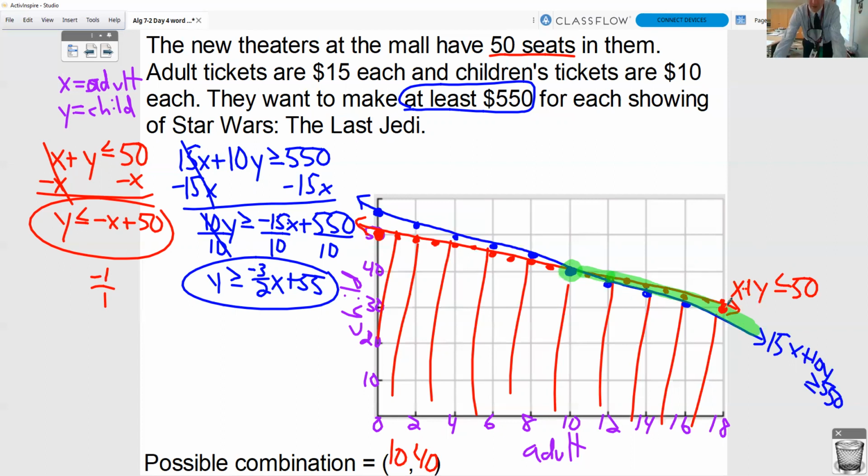Sometimes the graphs are a little bit more difficult, but you just have to rearrange for y equals and then graph.